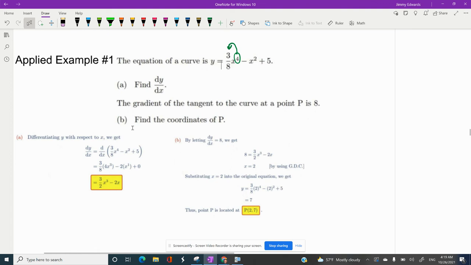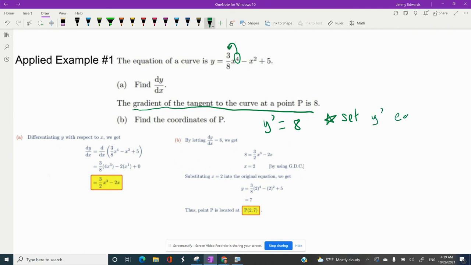But in part B, this is the application part. It says the gradient of the tangent to the curve at a point is 8. The way you have to interpret that is that the derivative, or y prime, equals 8. So you need to really understand this: set the derivative, set y prime equal to 8, and solve.